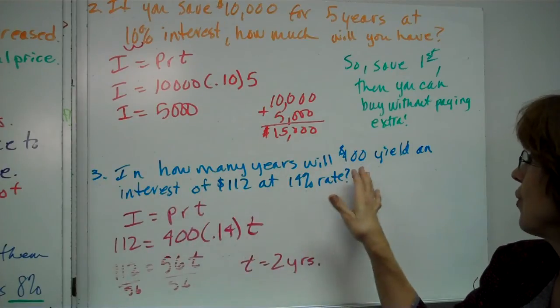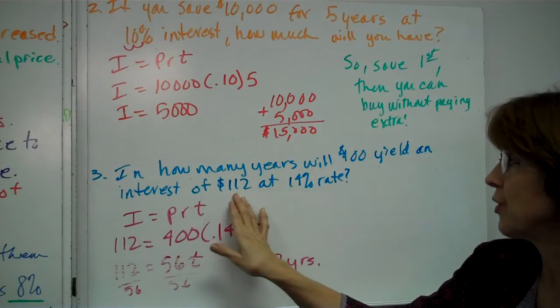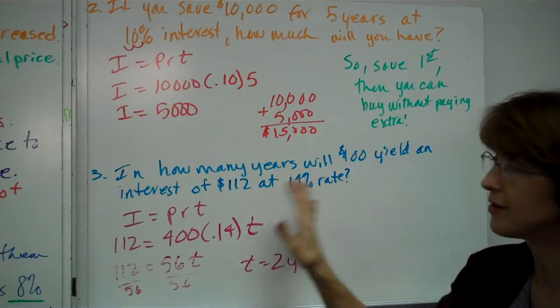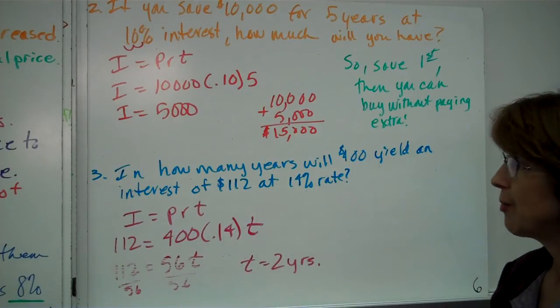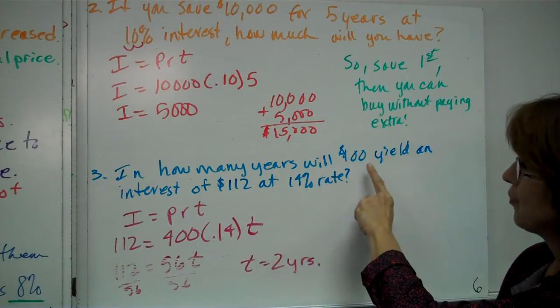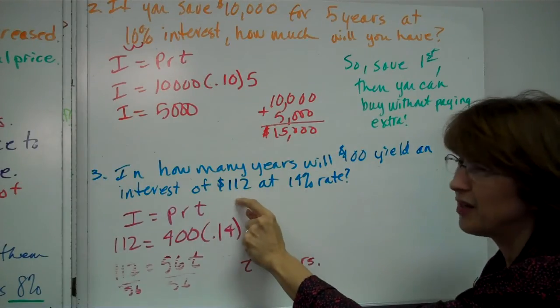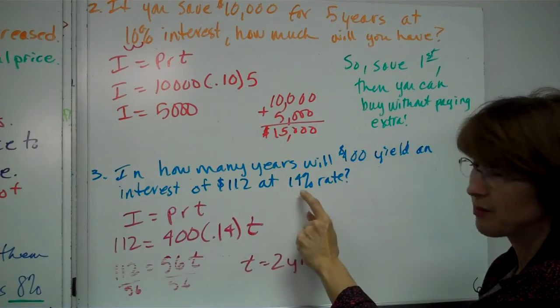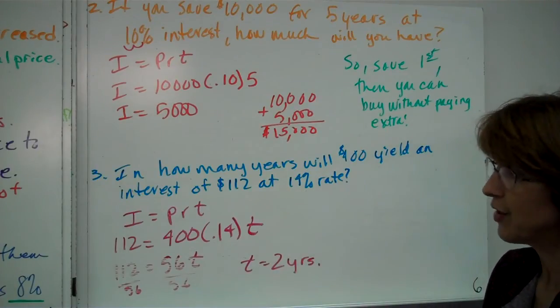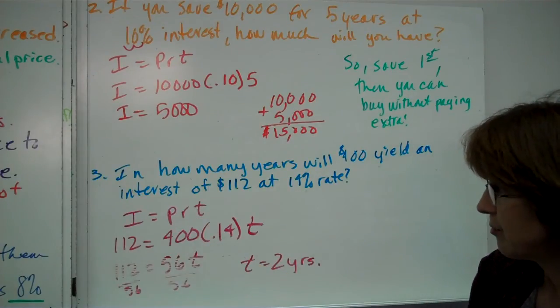Okay, number 3, last one. In how many years will $400 yield an interest of $112 at 14% rate? Now, I know this doesn't seem to make sense right now, but basically what they're talking about is, if you put in $400, how long will it take before I earn $112 on it if the rate is 14%? Okay, so all you have to do is, again, write down the formula and plug in as much as you know.